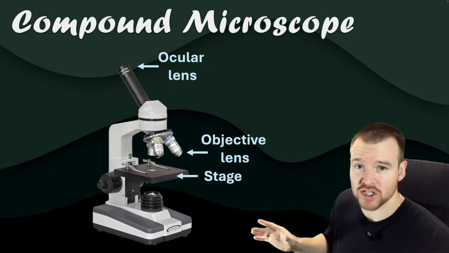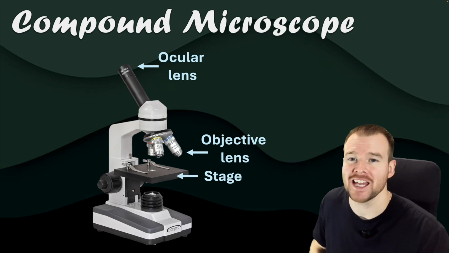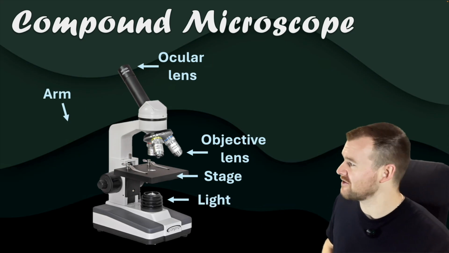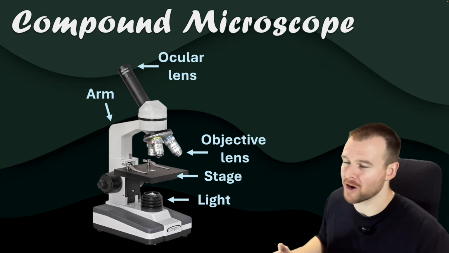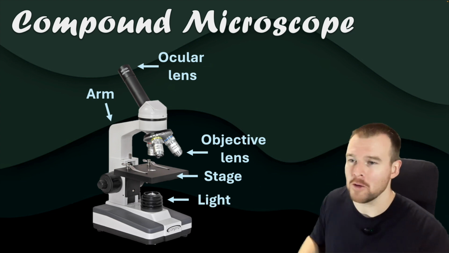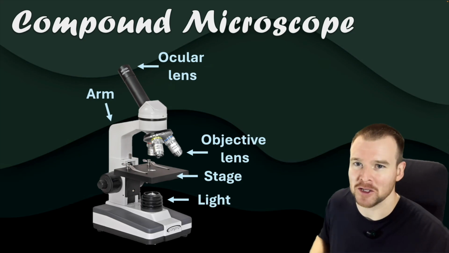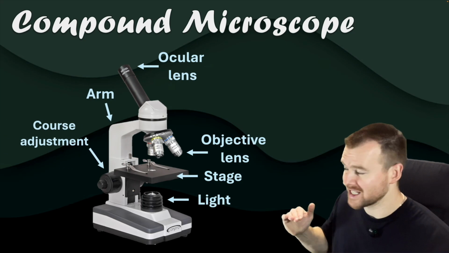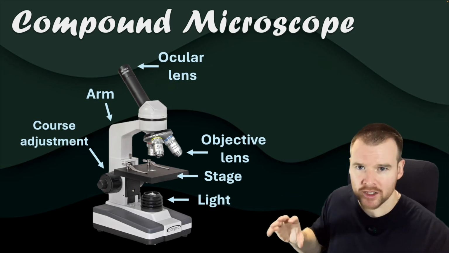There's the stage, which you set the specimen or the thing that you're looking at on. We have the light shining up through the bottom. And then there's the arm on this side. It's not really an important part for zooming in, but for when you're carrying the microscope, it's important to have a good grip on it, the solid piece there that's not fragile. The coarse adjustment, that's when you're moving the stage up and down quite quickly with big adjustments.